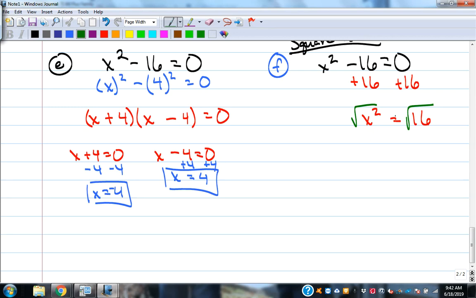On the side with the number, you need to put a plus and minus in front of it, because when you square something, what's the square root of 16? What do we know about that? What square gives me 16? It's 4. But if I squared positive 4, I get 16. But also, if I square negative 4, I also get 16. So that's why we need to put the plus and minus in front of it. And this is the exact same answer that we got over here by factoring.